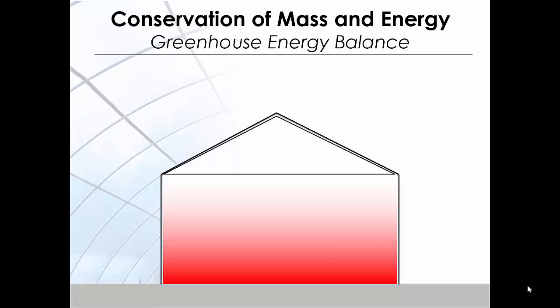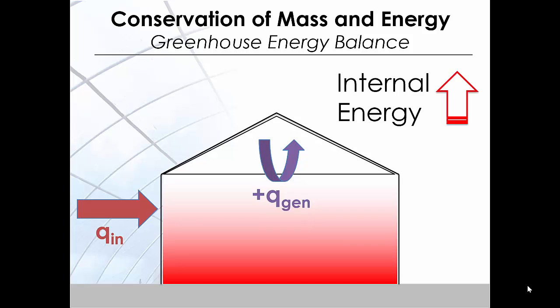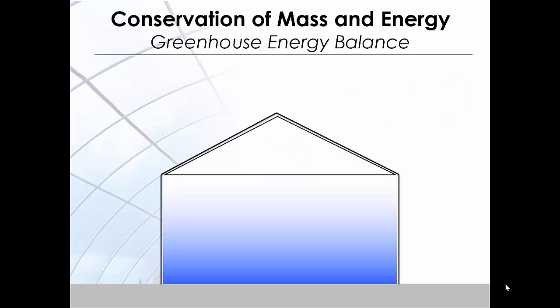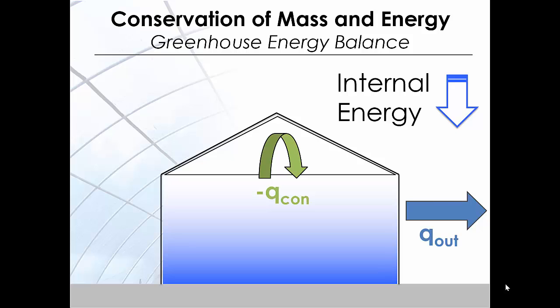In general, considering a control volume, in this case greenhouse is our control volume system, if an energy flux enters the control volume, or if heat is generated within the system, the overall internal energy of the control volume will increase. In the same logic, if energy flux leaves the system, which is a negative flux, or if energy is consumed within the system, the overall internal energy of the system will decrease.